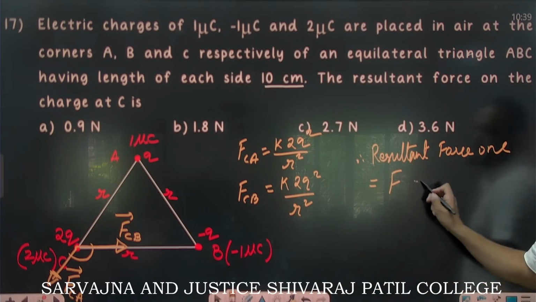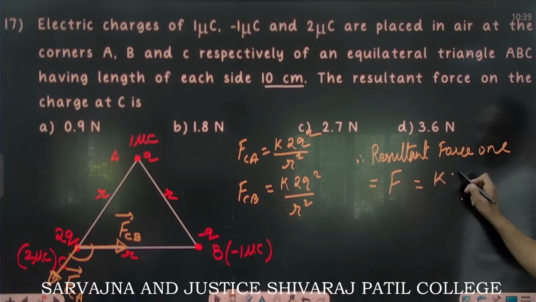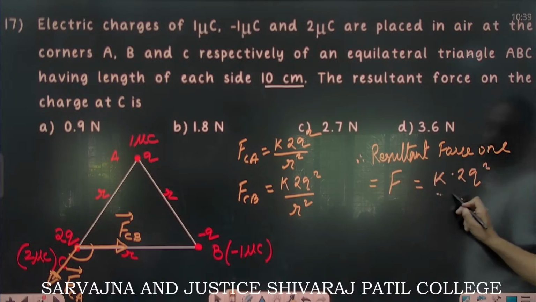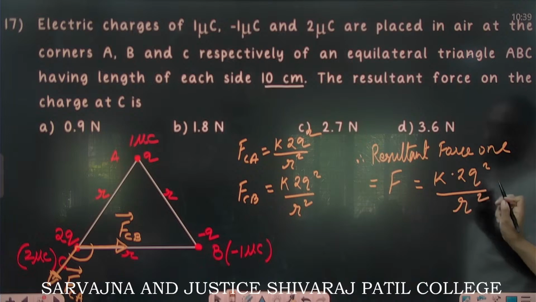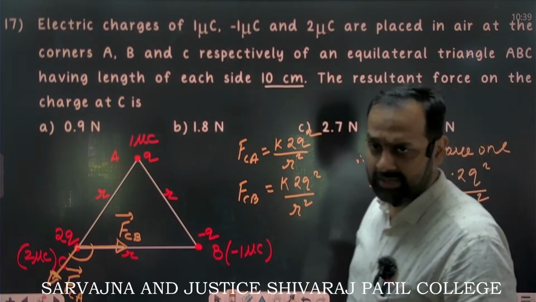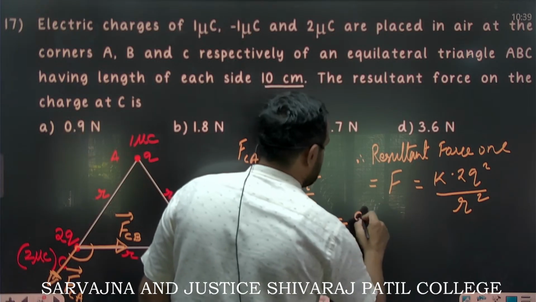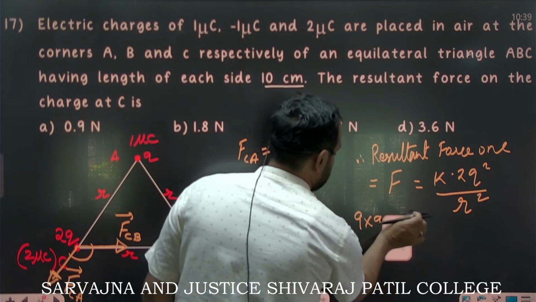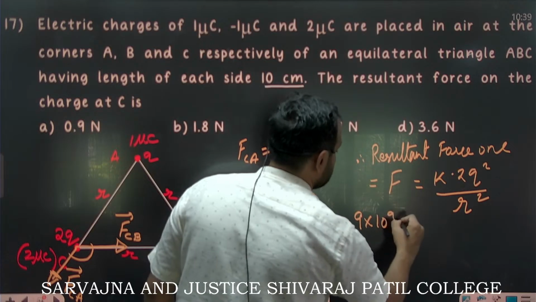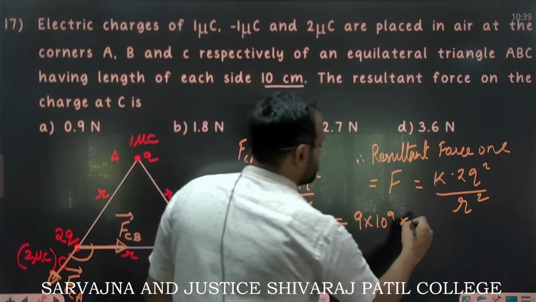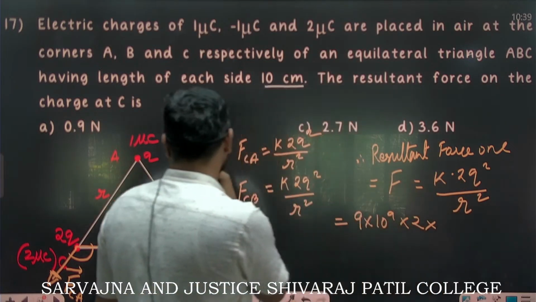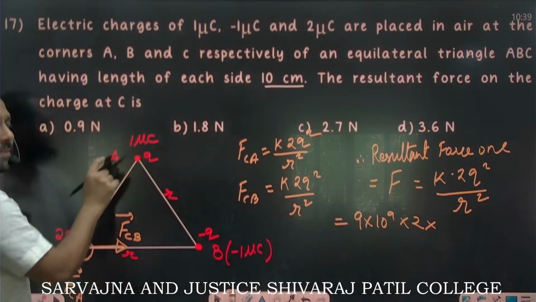Okay. To calculate the magnitude, that is K into 2Q square divided by R square. Okay, fine. Now what is K? K is 9 into 10 power 9. Yes or no? Look here, K is 9 into 10 power 9. This is 2 multiplied by Q square. What value of Q did we take? Q is 1 microcoulomb.